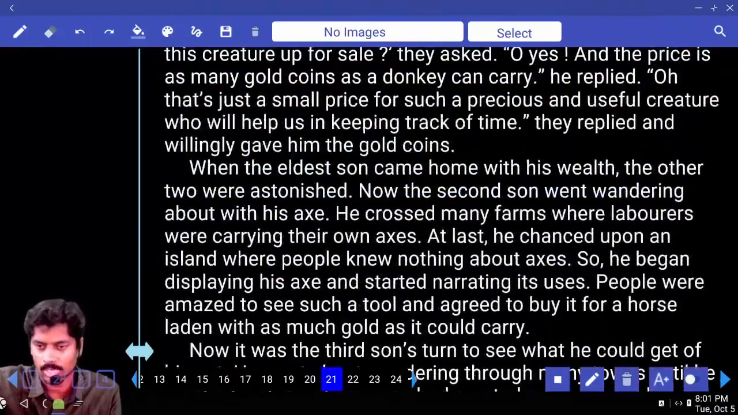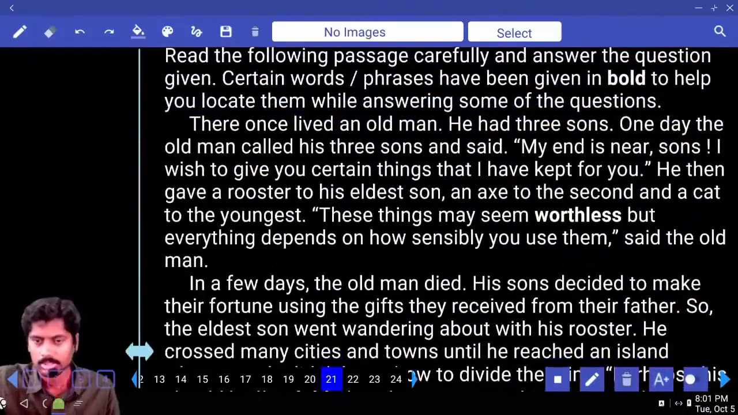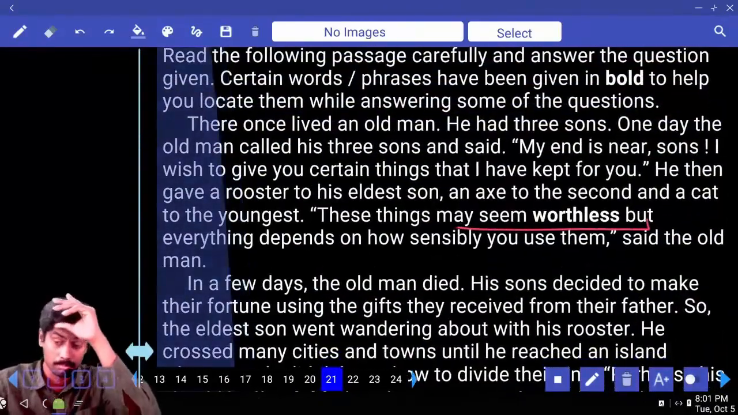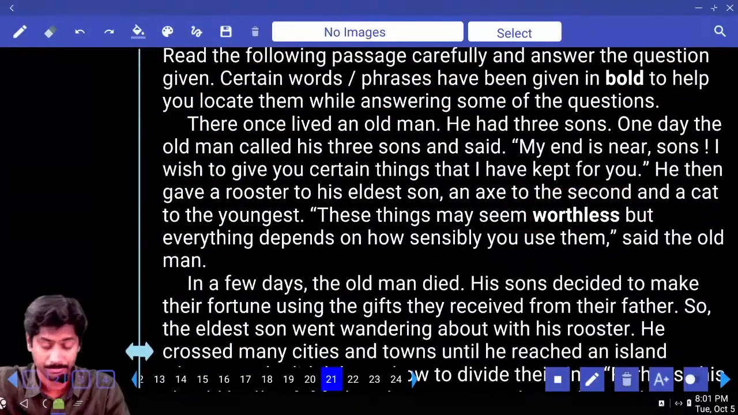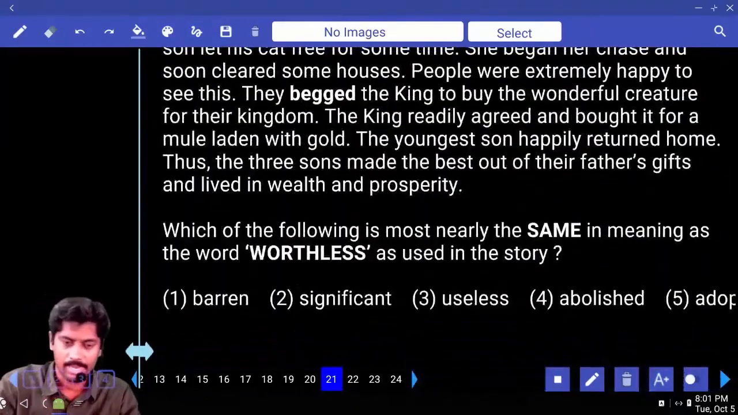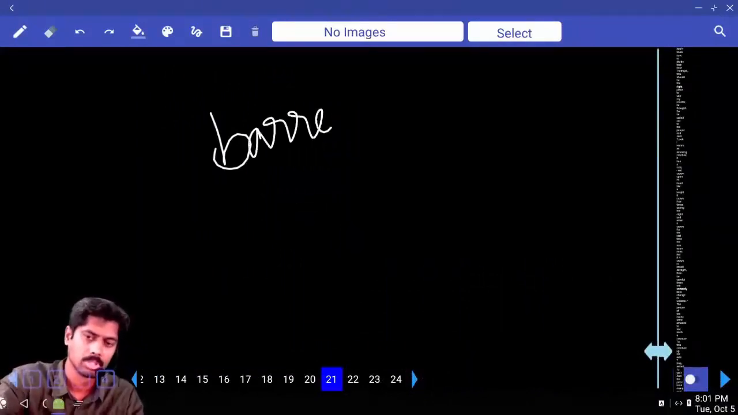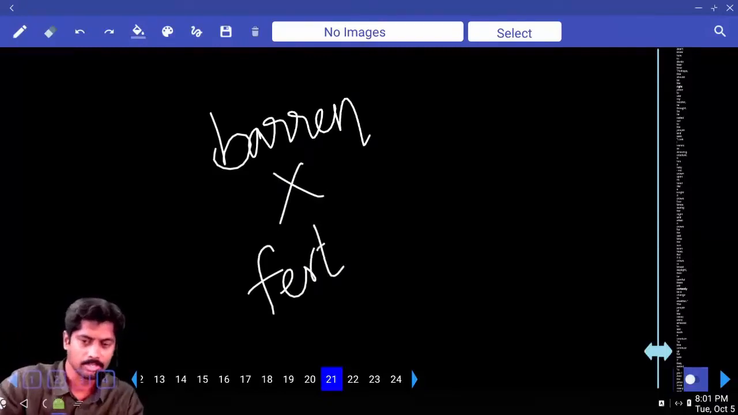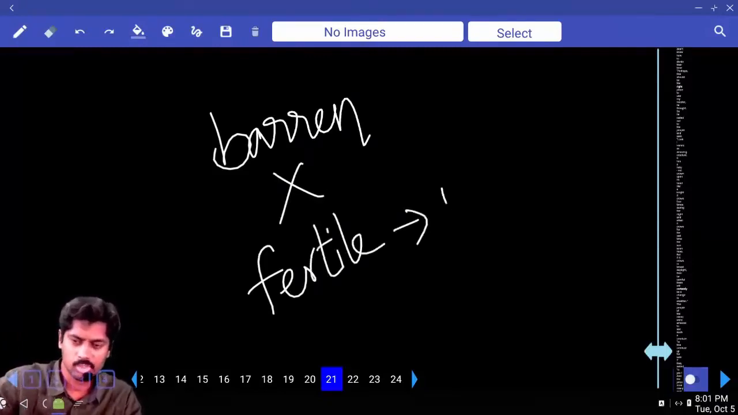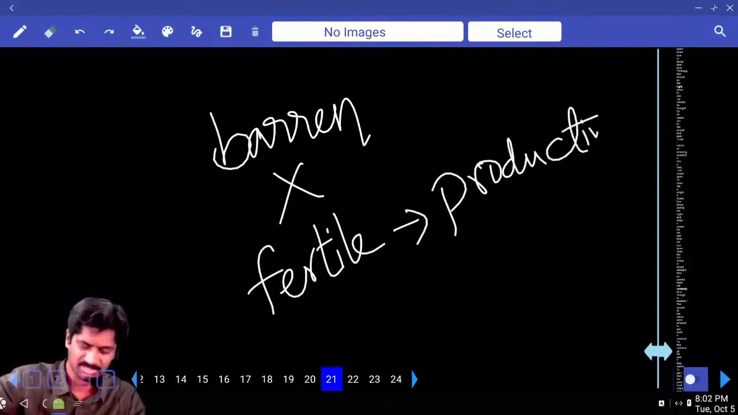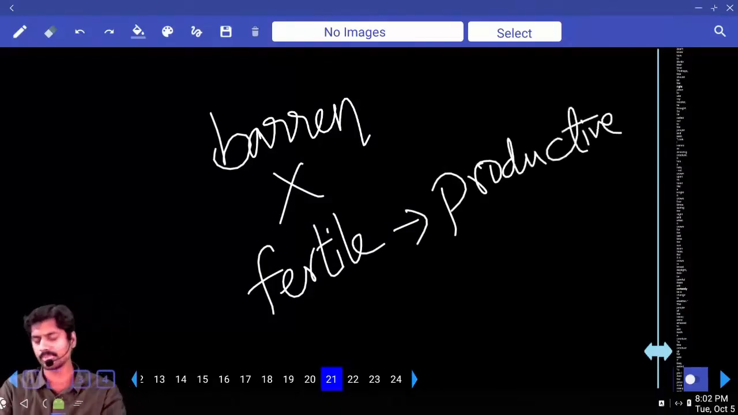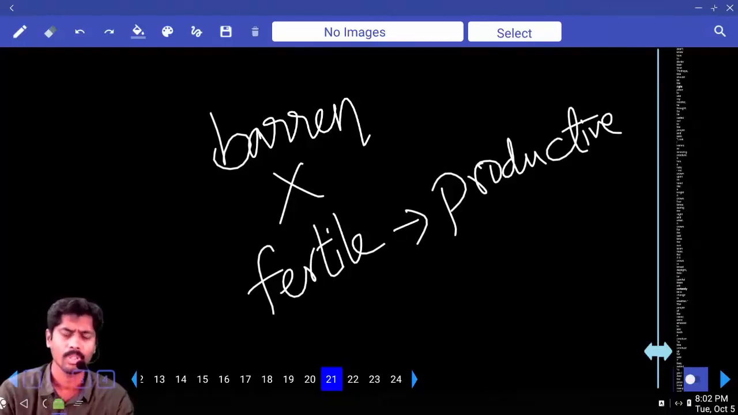Worthless means no worth, no value. These things may seem worthless. Barren. What is the meaning of barren? Barren opposite is fertile. Fertile means productive land. A land where crops can be cultivated is called fertile.